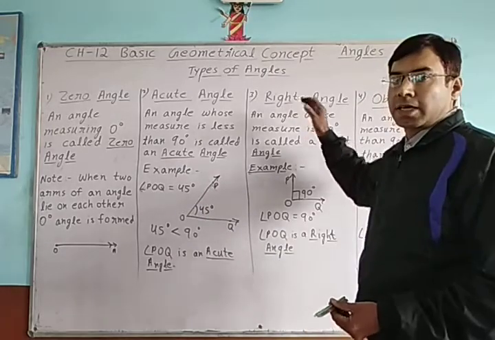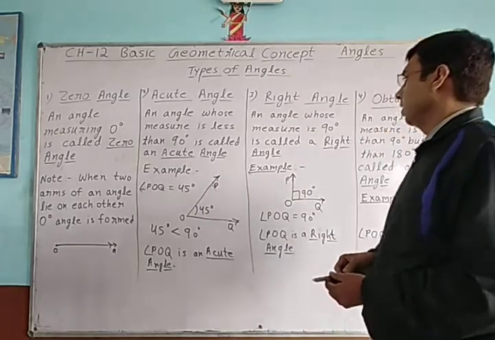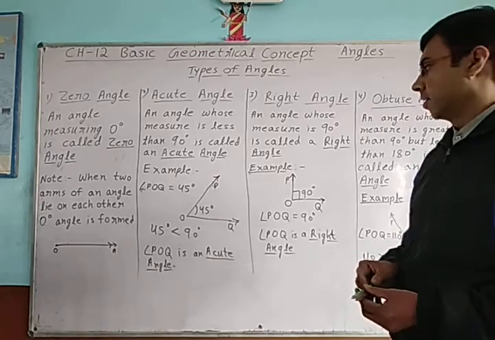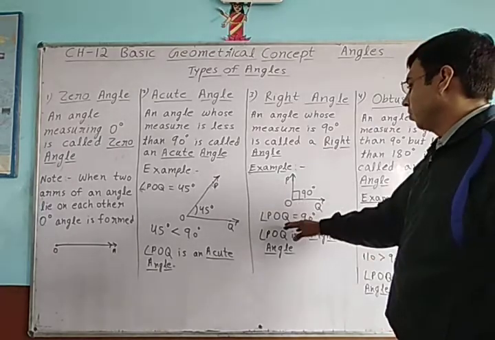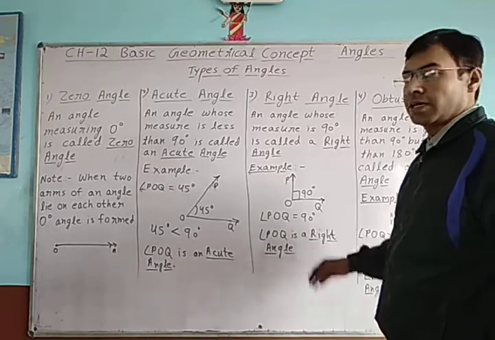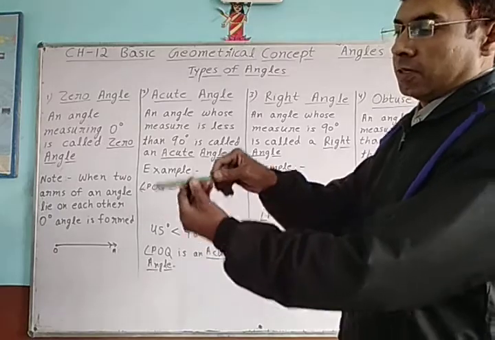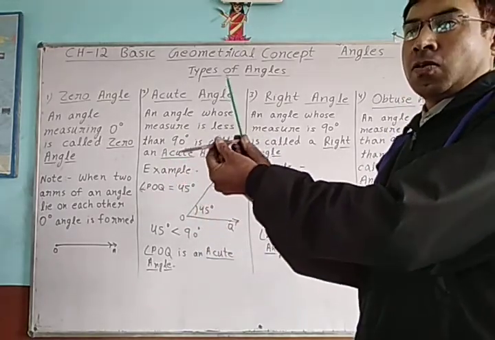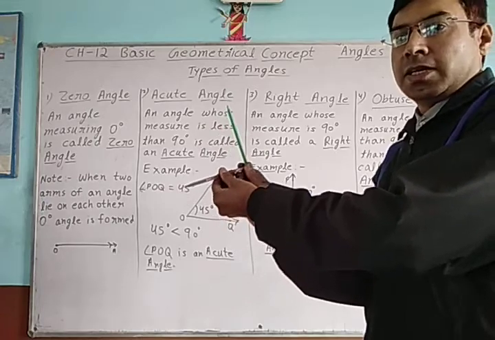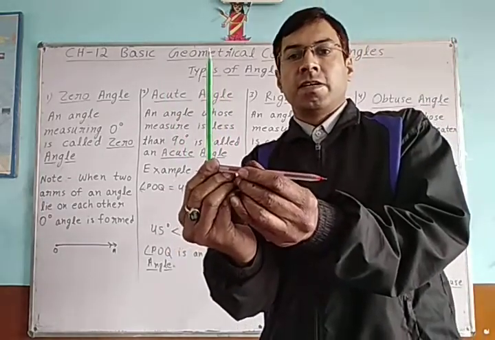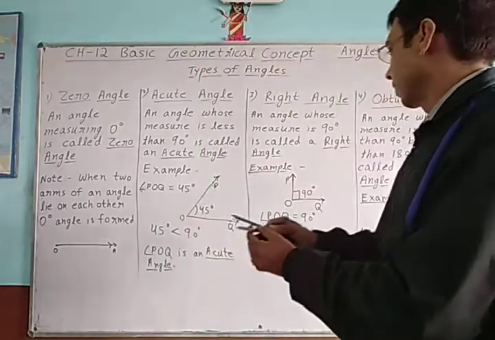Now third, right angle. An angle whose measure is 90 degree is called a right angle. Clear? Angle POQ is equal to 90 degree. So it is a right angle. Zero angle, acute angle. Now see, L shape, it is a right angle. Clear?